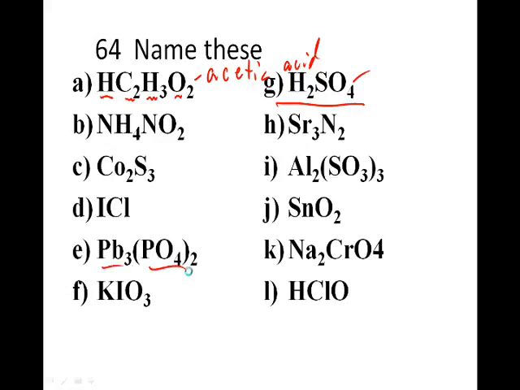So, lead phosphate here is E. Look over those carefully. Remember, you have to use Roman numerals for some things, and you have to decide what the charges would be. So I'm looking here at J right now, and I'm going to call that tin. What's the charge of that tin? Well, it's a charge of 4, and so that would be tin(IV) oxide.